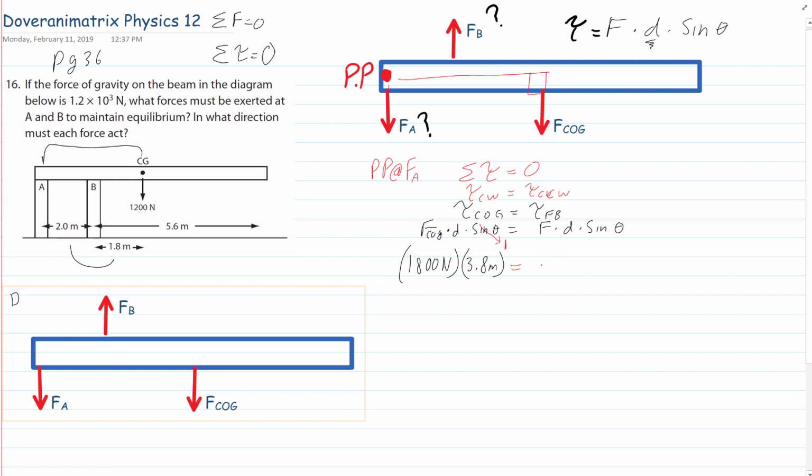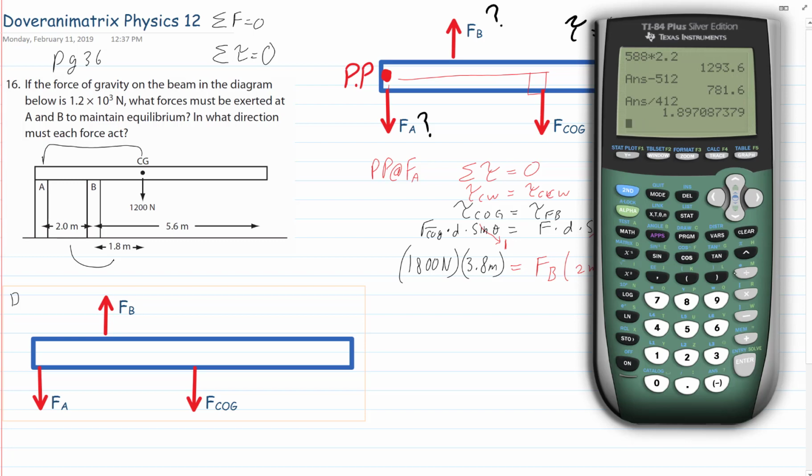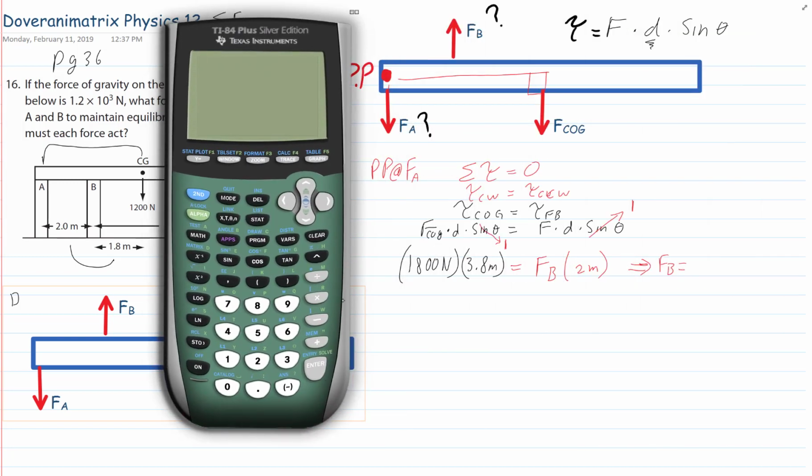And this is going to be FB, we don't know it. The distance away is 2 meters, and the angle here again is 1. So solving for FB, pull up our calculator. Oh, and I said 1800. Thank you. Let's correct that. I know some people are going to be already in the comments. 1200. Right there.